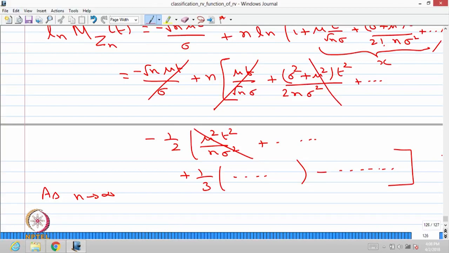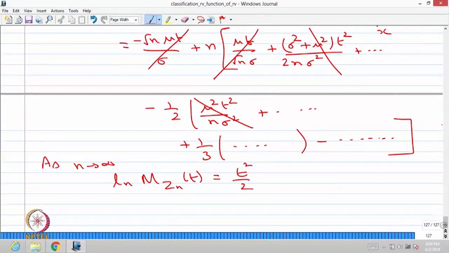So, what is left out is sigma square t square divided by 2n sigma square, that will be cancelled with n in the numerator. So, you will have only sigma square t square by 2 sigma square, which also cancels. So, you will be left with t square by 2. Even though we have many more terms, as n tends to infinity, all the other terms will vanish. So, as n tends to infinity, ln of mgf of zn is going to be t square by 2. All the other terms vanish as n tends to infinity.